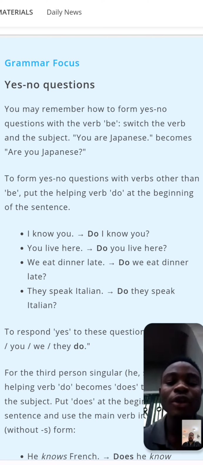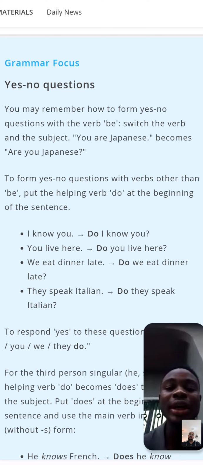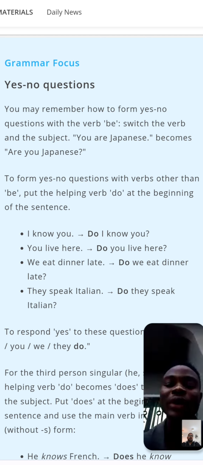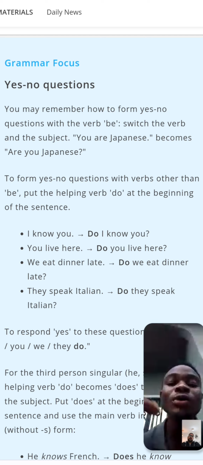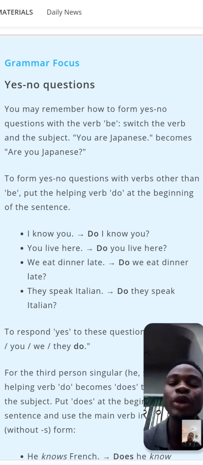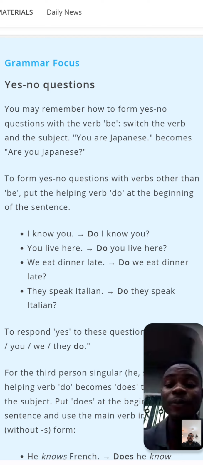So for the third person singular, he, she, it, the helping verb do becomes does to agree with the subject. And we put does at the beginning of a sentence and use the main verb in its basic form without the s. For example, he knows French. The verb knows has an s because it's third person singular to agree with the subject. But now the question sentence becomes, does he know French? We remove the s. Another example, she eats meat. Does she eat meat?